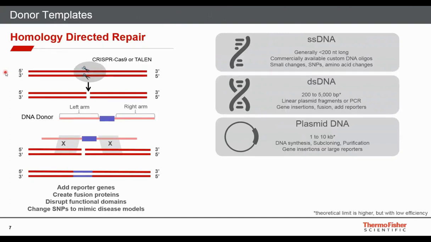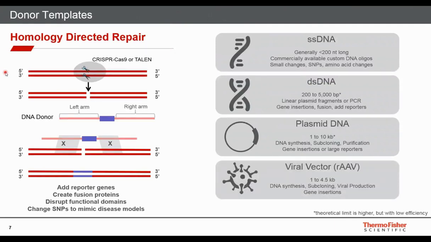Next, for even larger insertions, some scientists will choose plasmid DNA. These are generally used for knock-ins from the 1 to 10 kb range, although theoretically there is a higher limit, the efficacy becomes very limited. Plasmids for donor DNA are generally produced by doing DNA synthesis, some sort of subcloning into a propagation vector, and then purification of that plasmid from host E. coli. And again, these are done to do larger gene insertions or add larger reporter constructs.